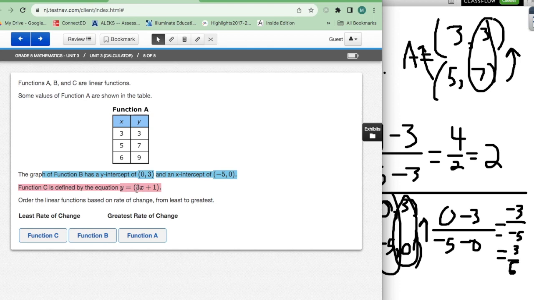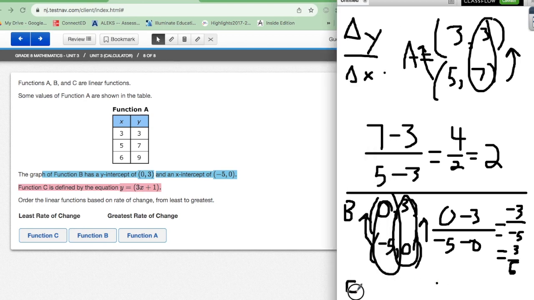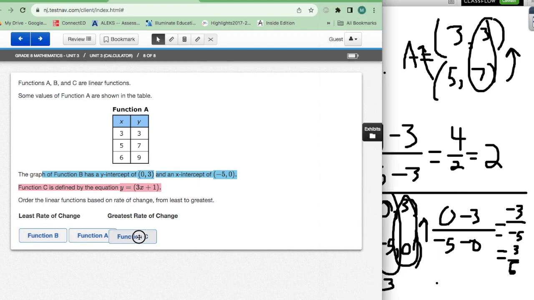Now the question is with function C. Function C is actually your easiest. It's y equals mx plus b. So it's just the coefficient of x here, 3. There's nothing to distribute here. If there was, I would have to do that. Okay, so now the question is, what is bigger, 3 or 2? Well, 3 is bigger than 2. So we're going to go BAC for this particular one. All right, that was question 8.